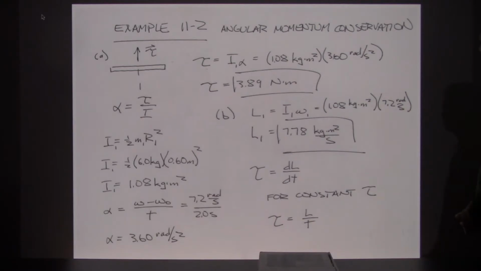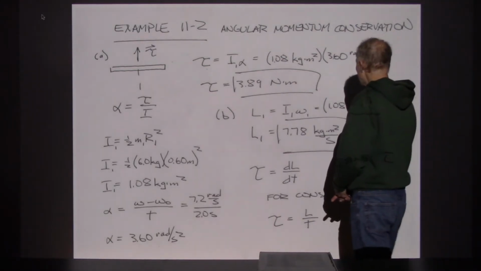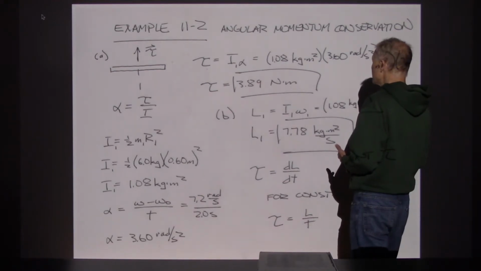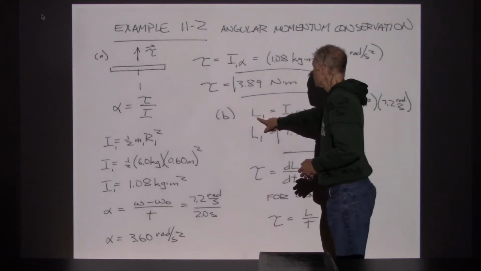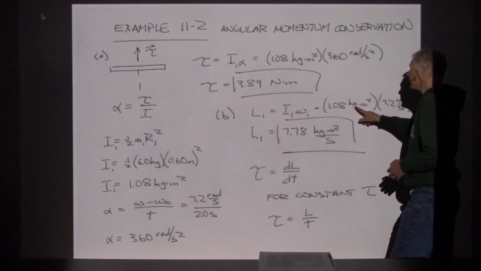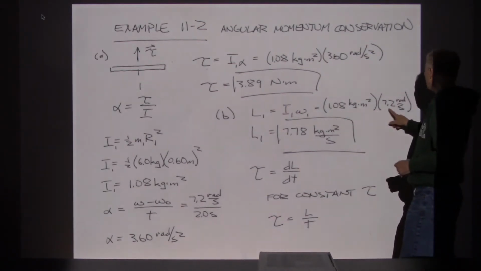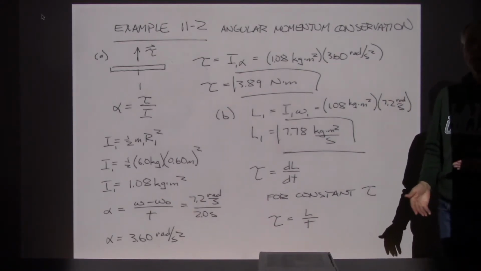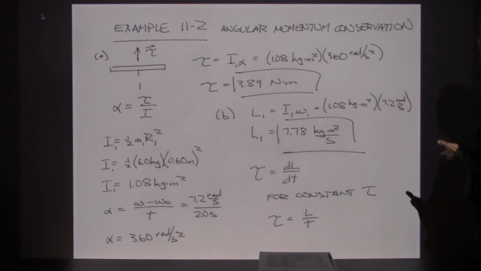Now in part B, we're going to come back and say, how much angular momentum does that represent? So the angular momentum can be calculated as I times omega, and here is that rotational inertia that we calculated, and here is the speed that we brought the cylinder to. So if I multiply I omega for the angular momentum, I get 7.78 kilograms meters squared per second.